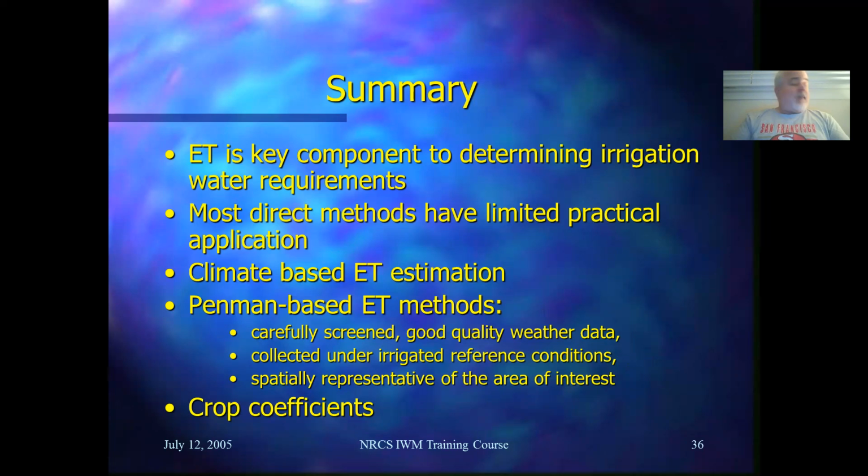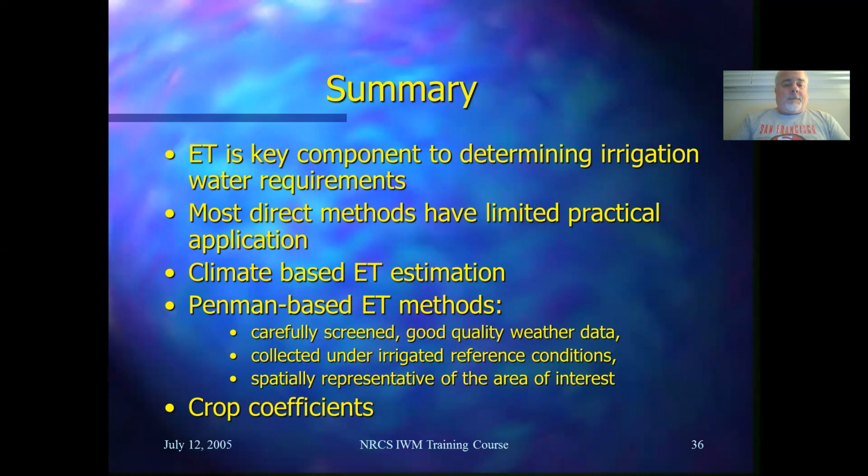So in summary, evapotranspiration is a key component to determining irrigation water requirements. The most direct methods have limited practical application. Pretty hard to make one of those lysimeters or do some of the other direct methods. They're interesting from a scientific standpoint, and from getting raw data to calculate these crop coefficients. A lot of work has gone into these lysimeters, but they're not useful to the average grower. The average grower needs to just plug data in and use the information that comes off of a mathematical model and adjust it.